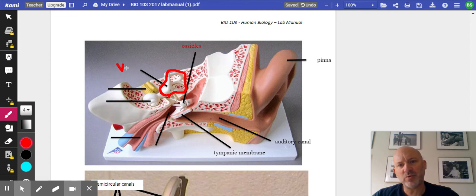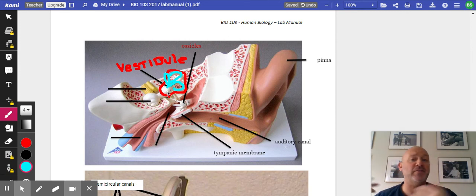This is called the vestibule. And off the vestibule, you can see we have these 3 loops. These are called the semicircular canals. These are filled with fluid, as the vestibule is also. And when you move your body around, when you move your head around, these fluids shift, and it sends a signal down the vestibular nerve to the brain, and it gives you an idea of where your body's position is in space. Proprioception, communicating with the cerebellum, giving you a sense of balance.